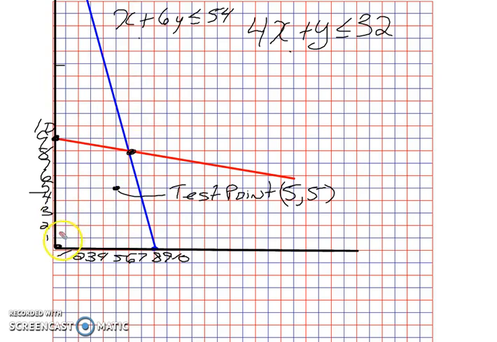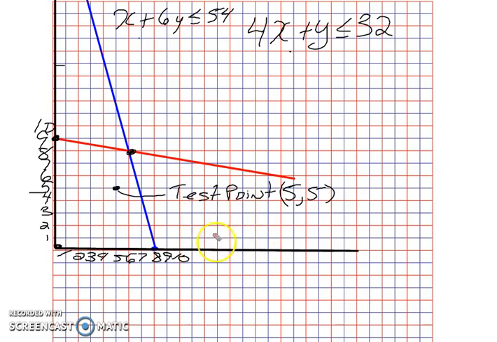My other 2 constraints, X is bigger than or equal to 0, and Y is greater than or equal to 0. Those are actually defined by my axes, but I have them here. I've done them in black, but you can't really tell the difference versus the regular axis. All right, so now I have to figure out my feasible region.